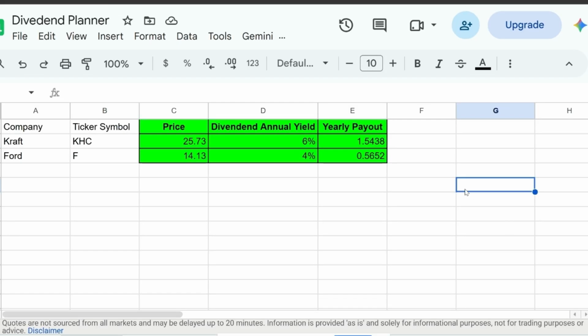Now that we have the yearly payout, I'm going to continue to develop this planner. The rest of the planner, we're going to use column F, G, and H. And we're going to set the planner up so that I can figure out how much I want to make from the dividend per year. And the planner is going to tell me exactly how much of the stock I need to buy and what the cost is for that. So let's continue. In column F, we're going to label that number of shares.